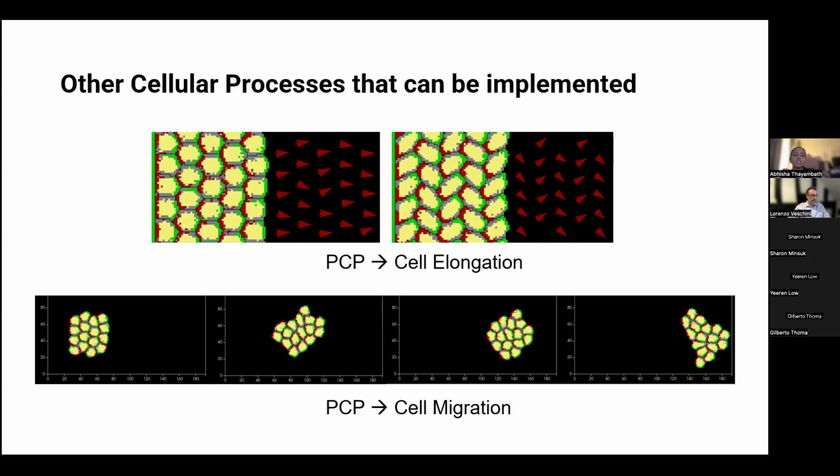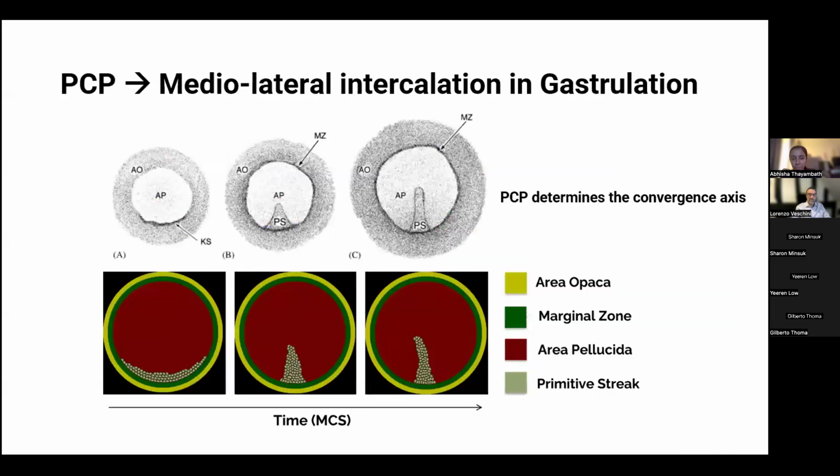Similarly, we can also do cell migration with direction specified by PCP. And we use the external potential plugin to do this. And finally, we use the PCP direction to simulate mediolateral intercalation during gastrulation in amniotes.